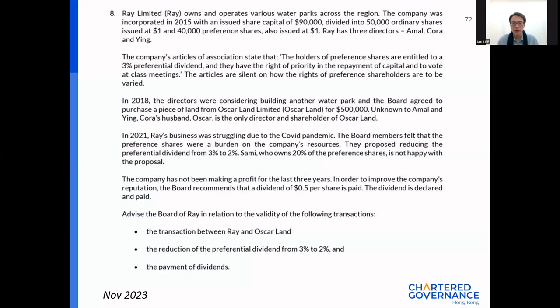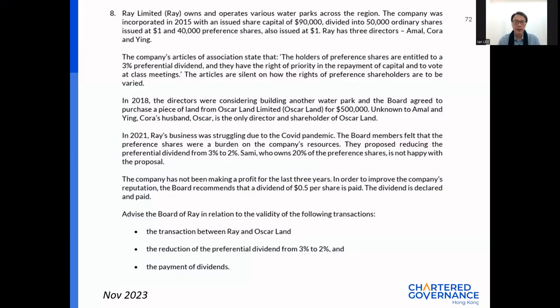Sammy, who owns 20% of the preference shares, is not happy with the proposal. So you can guess, hopefully by now, since we have more than one class of shares, and it looks like they're trying to reduce the percentage payable as preference dividend to the preference shareholders, and understandably, Sammy, the preference shareholder, is not happy about it. So clearly the matter about varying the rights and getting the consent that we looked at earlier would be relevant here. So I would definitely put down varying rights of a class of shareholders.